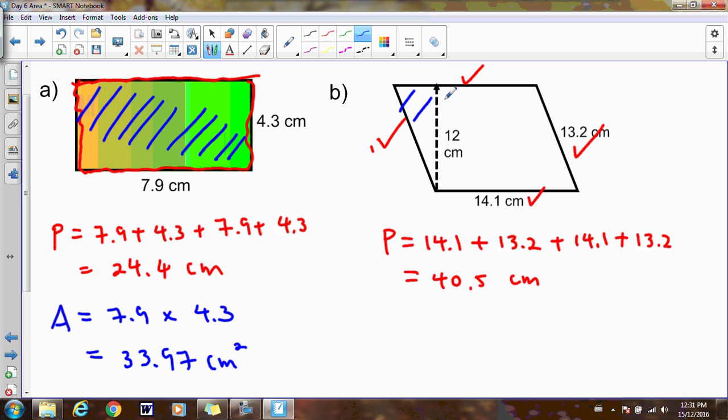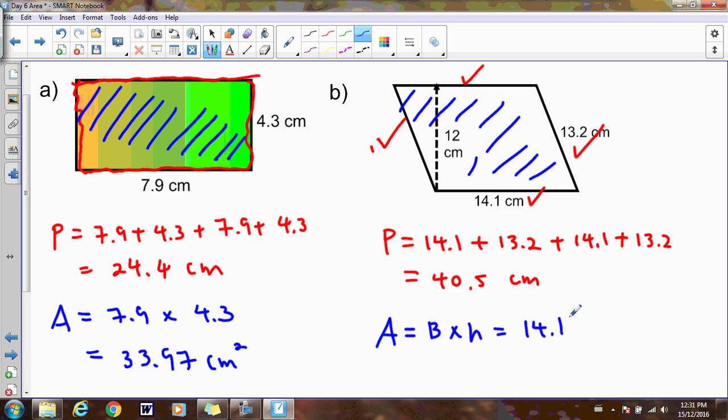To find the area, again, we're trying to find out how much space is inside, so we do the base times the height. In this case, the base is 14.1. The height is 12, because that's the height right there. And the answer here will be 169.2. What should the units be? Well, it should be centimeters squared.